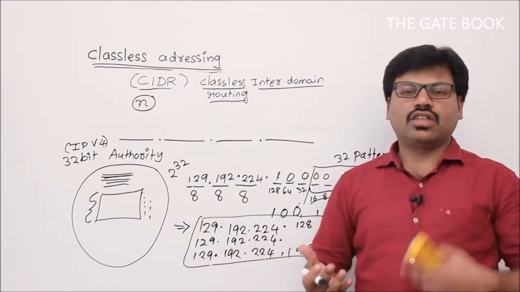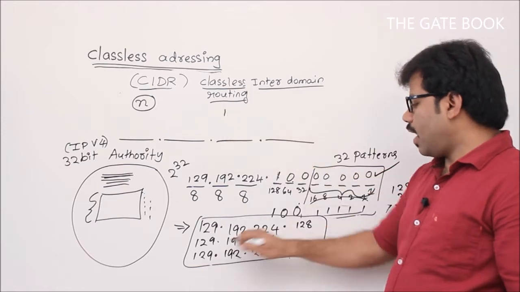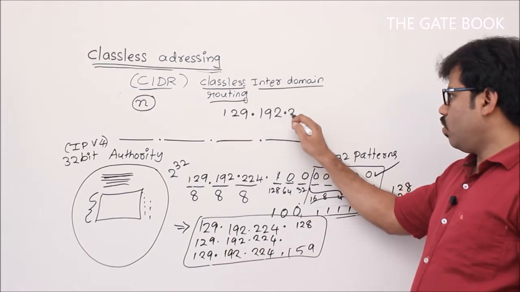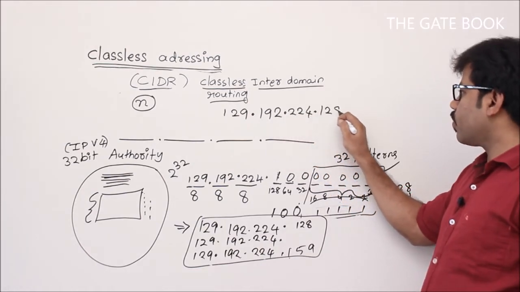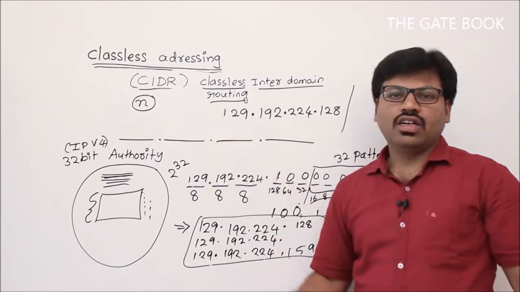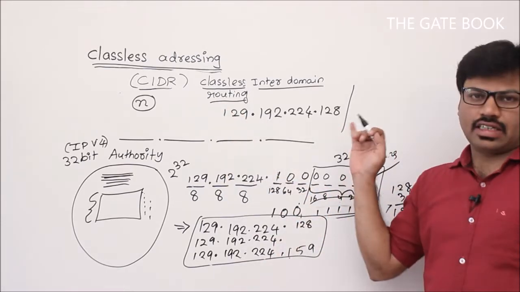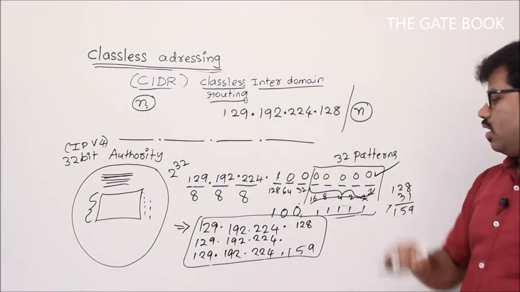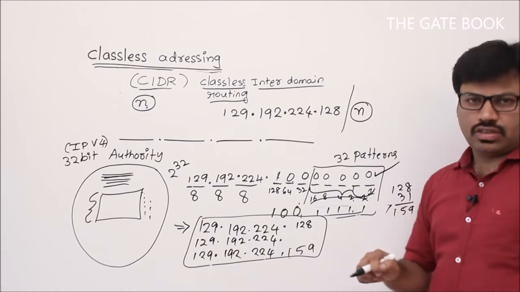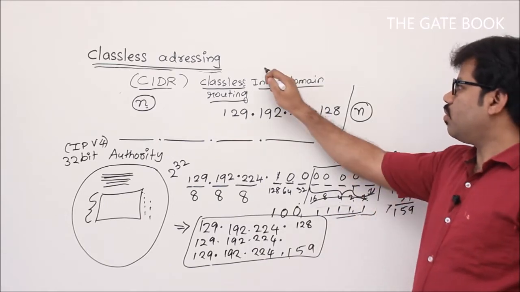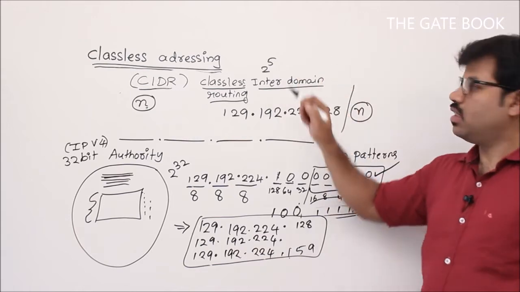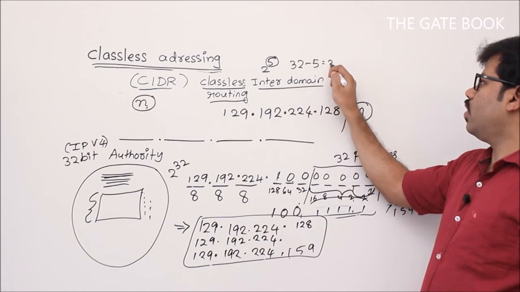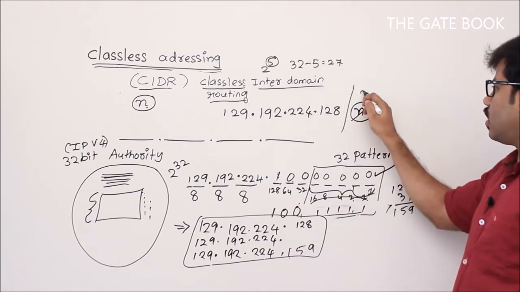How do we express it? The convenient way is like this. Take one of the IP addresses given to you, 129.192.224.128, followed by a slash. In CIDR, we have this important slash followed by n. What is this n? I will tell you. n is determined by how many addresses you took. 32, right? 32 is 2 to the power of 5. So this 5 is to be subtracted from 32. 32 minus 5 is 27. So here you should write slash 27.